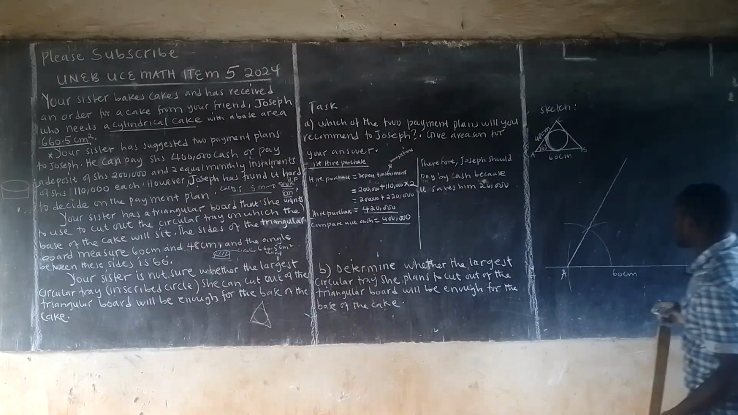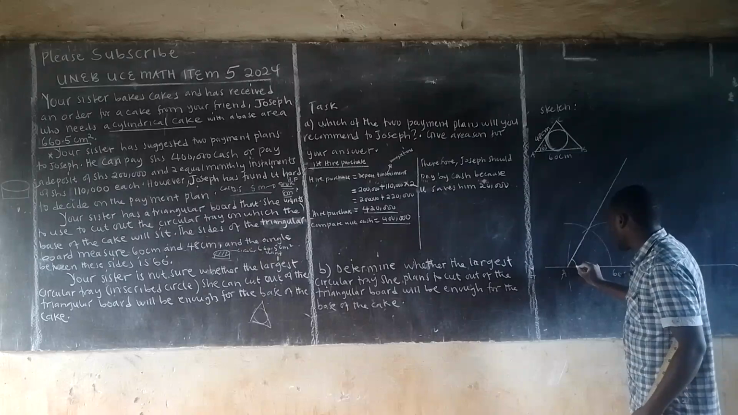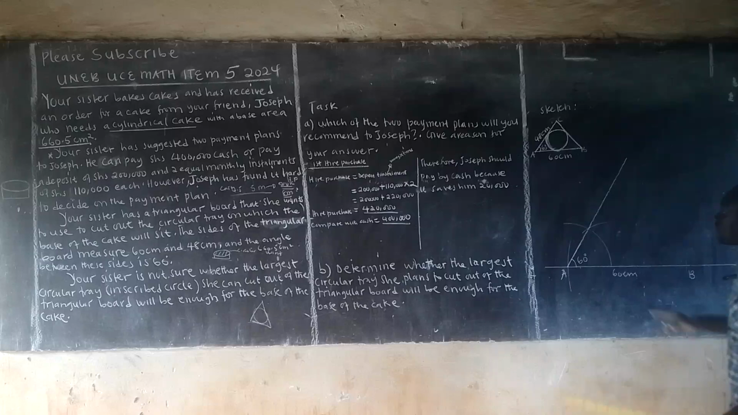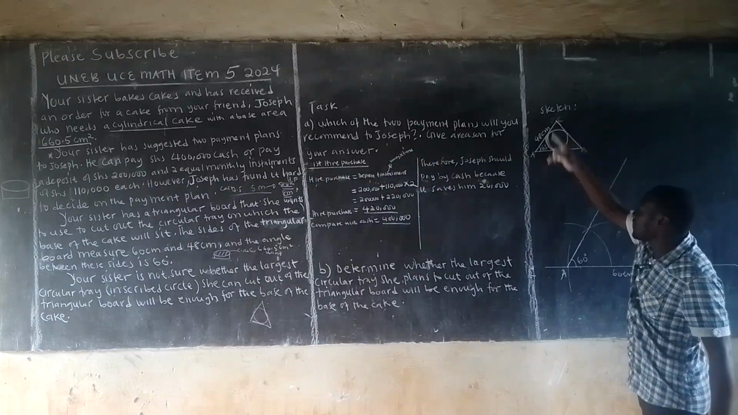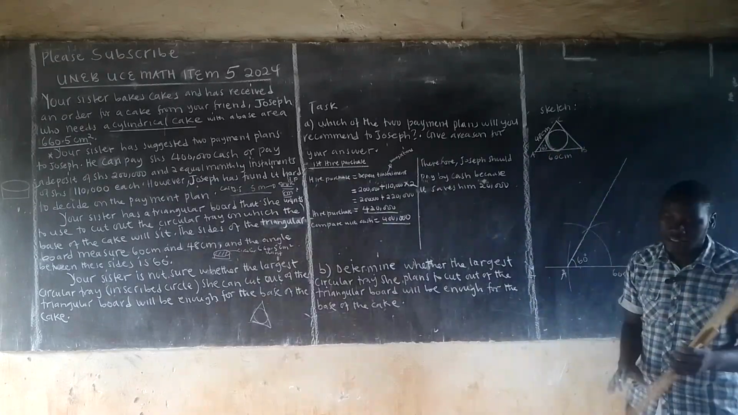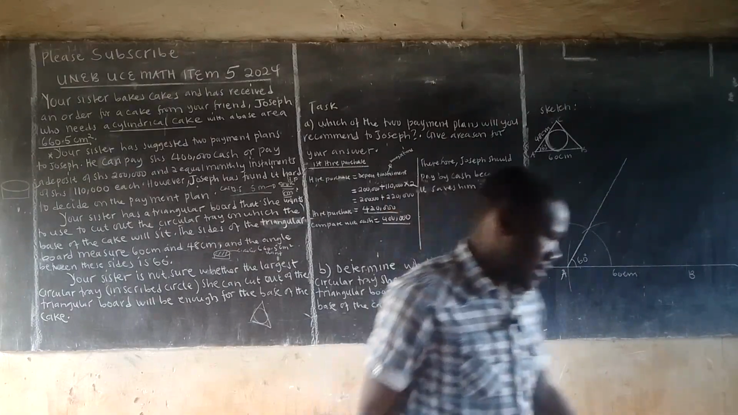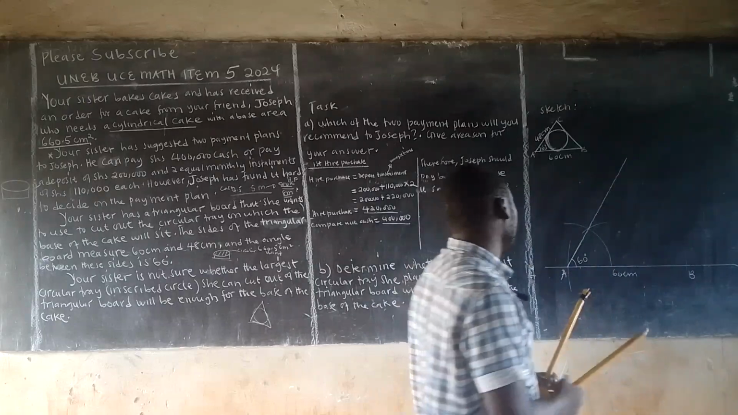So there we are. Now I can come and name this one here to be my angle of 60. Now, on this very angle of 60, we have 48 centimeters. I must measure off 48 centimeters.